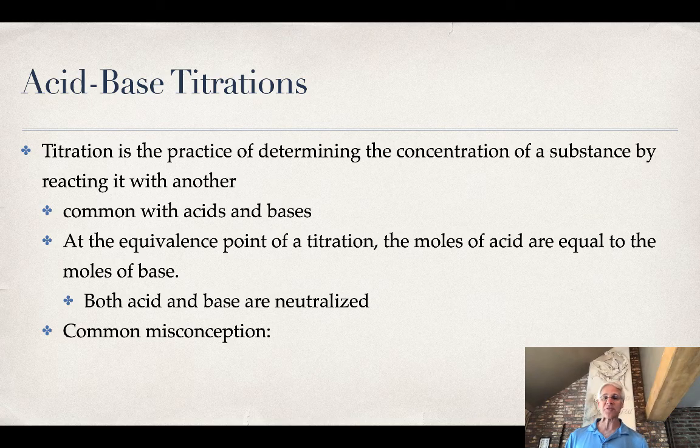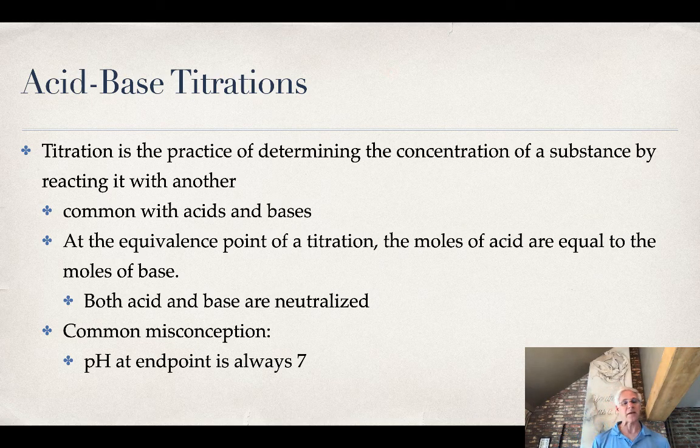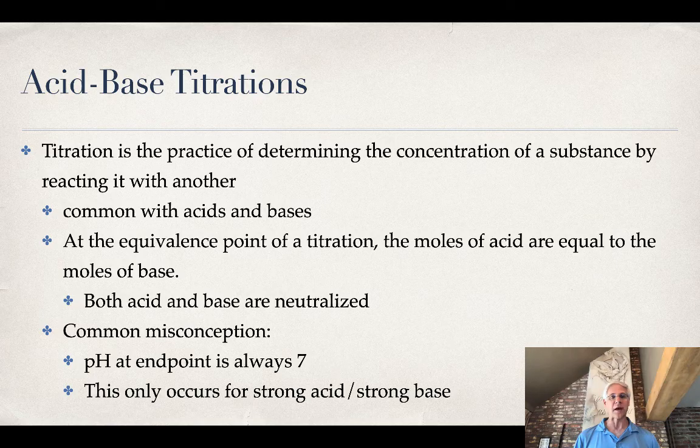There is a very common misconception about the equivalence point, and that is that the pH is always at 7, and that is just simply not true. The only time that you are going to have a pH at the equivalence point of 7 is when you have a strong acid being titrated with a strong base. If you have a weak acid with a strong base or a weak base with a strong acid, your pH is either going to be acidic or basic, and we'll talk a little bit about that as we go along. But we have to get rid of our misconception that the pH at the equivalence point is always 7.